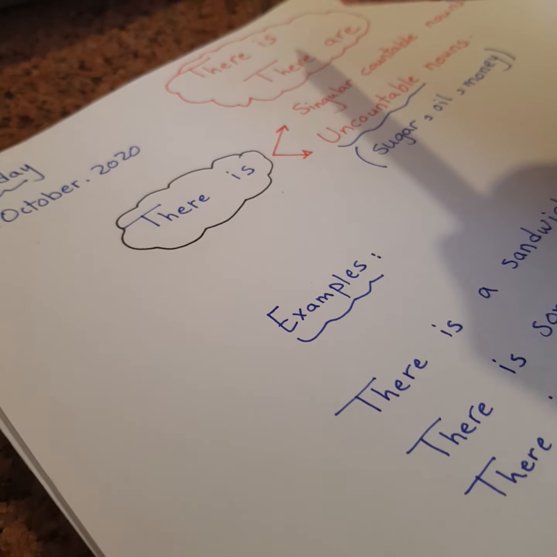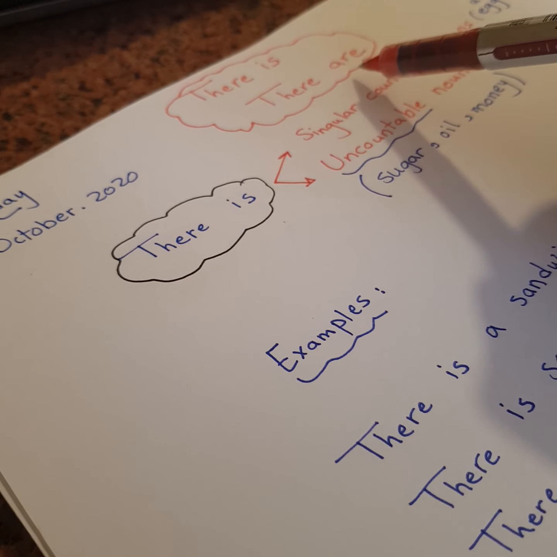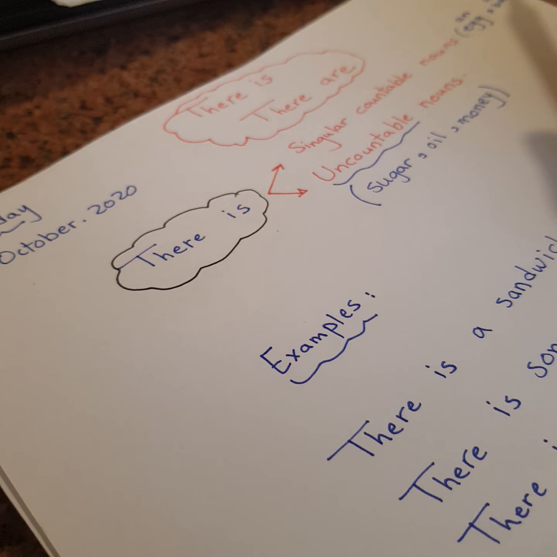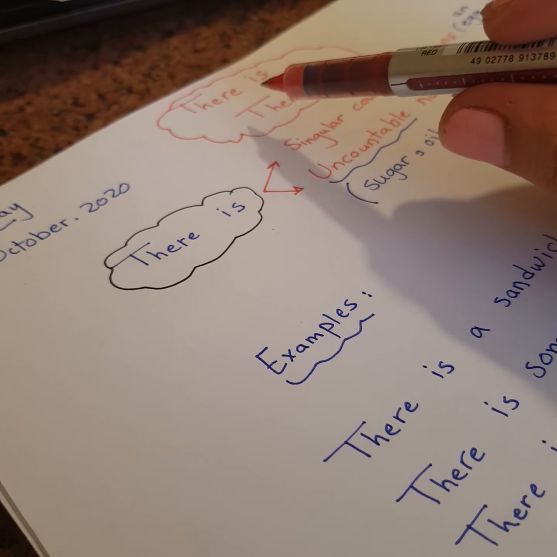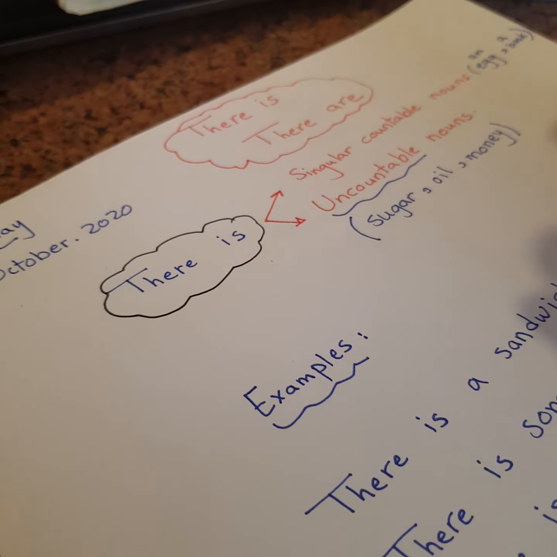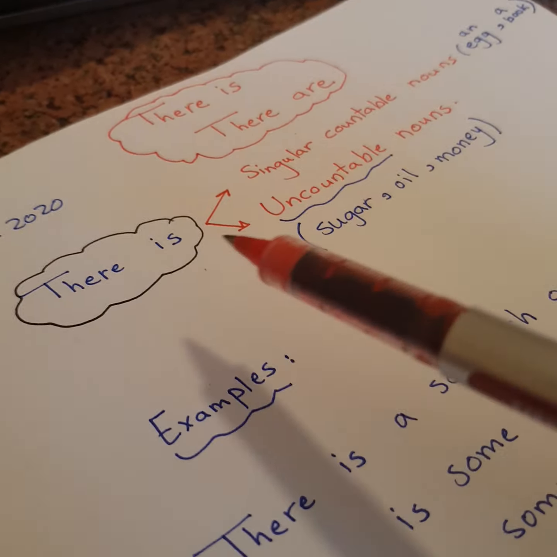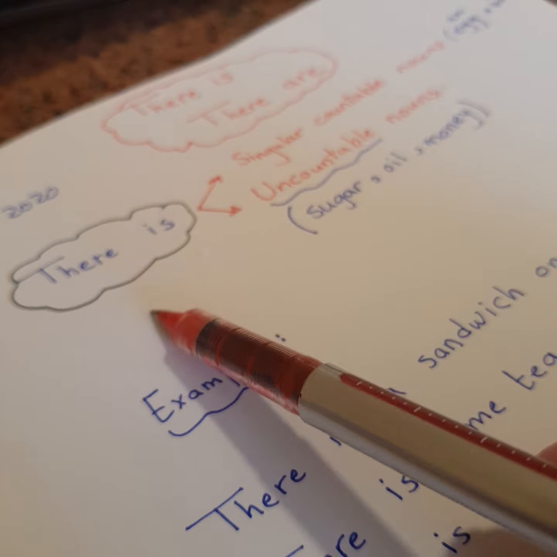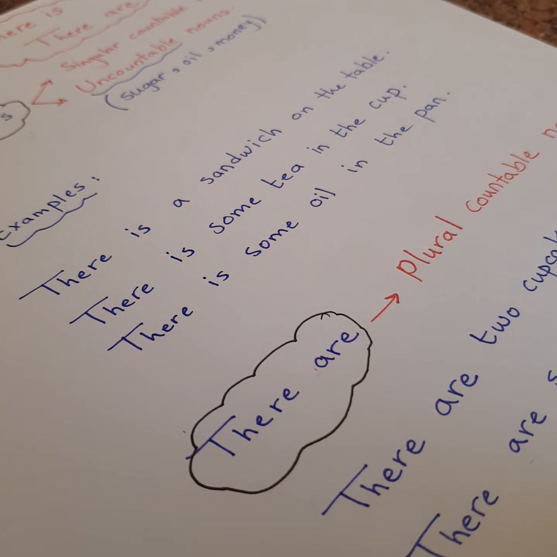Our lesson today is about there is and there are, some and any. Let's start with there is and there are. Let's see, when do I use there is and when do I use there are?